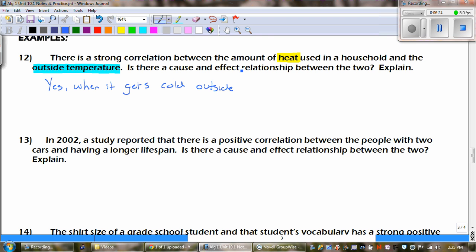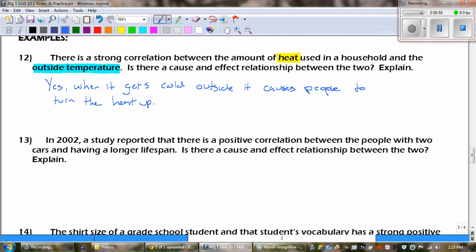I don't know about you, but when it's cold outside, we turn up the heat. So when it's cold outside, it causes people to turn up the heat. People don't like to be cold. So that cold weather causes it, it's a cause and effect relationship because of that.